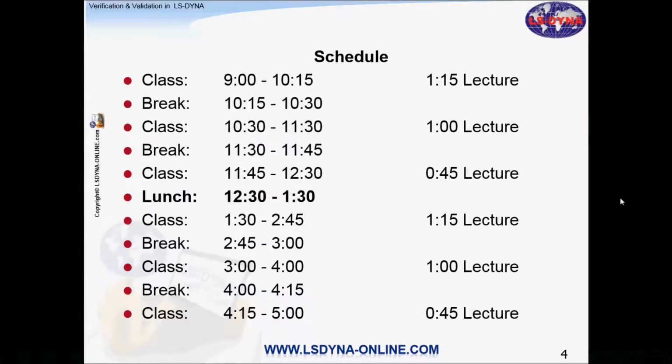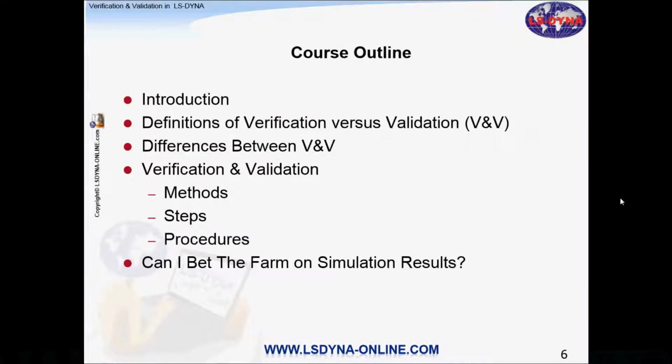The outline of the course is, as you can see here, divided into 3 parts. The first part is an introduction, the second part is validation, and the third part is verification. In the first part, we cover the definitions of verification versus validation, the differences between them, and then verification and validation methods, steps, and procedure.